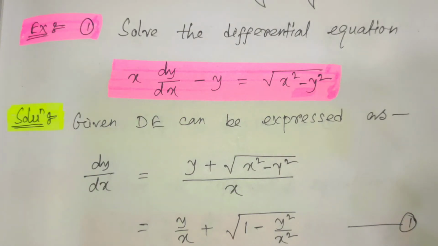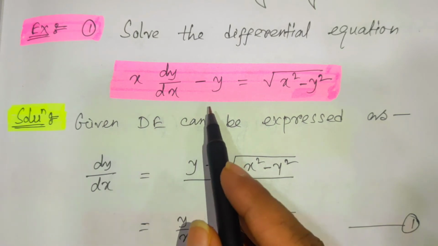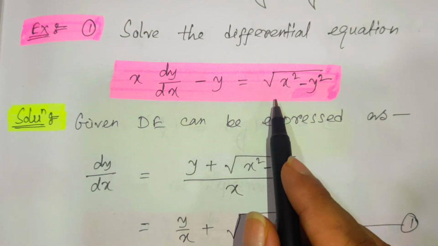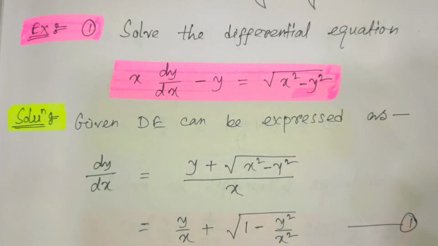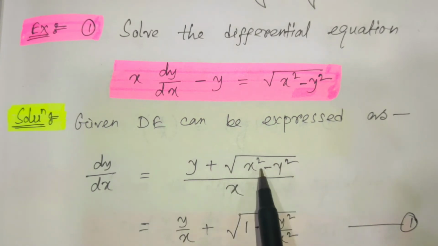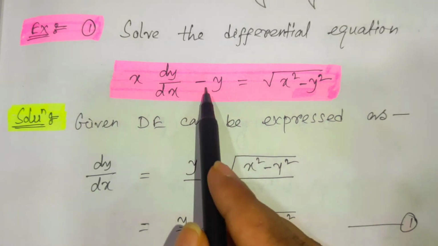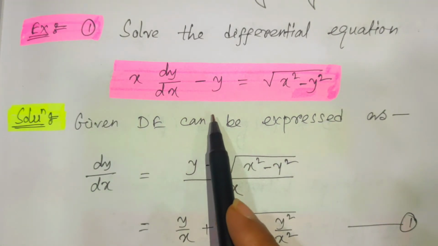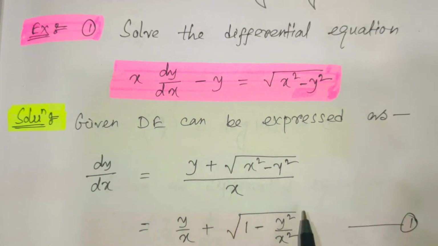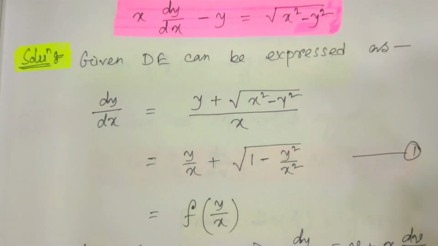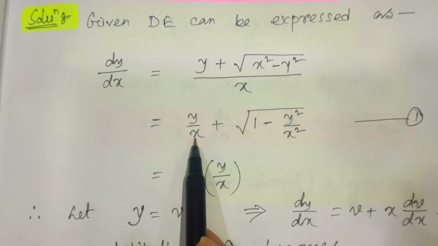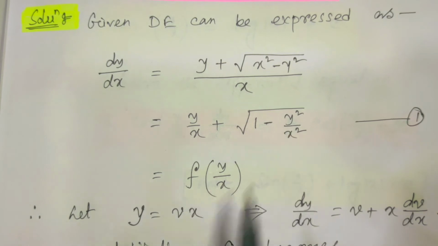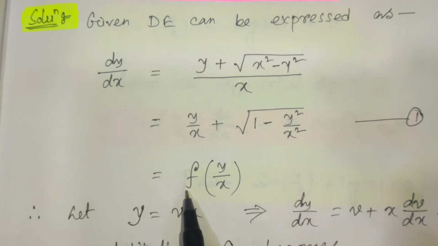The example is given as x dy by dx minus y is equal to root over of x square minus y square. At first we should write dy by dx is equal to y plus root over of x square minus y square, divided by x. Just take this y here and divide the entire equation by x to get this. From there we can write it as y by x plus root over of 1 minus x square by y square. And this is nothing but in the form of f of y by x. So it is a homogeneous function.